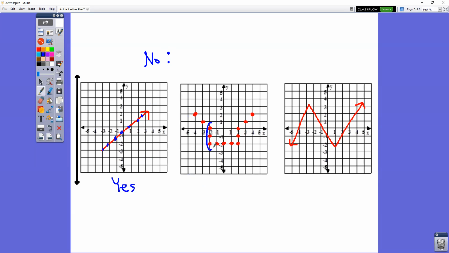In the middle example, you have 3 dots right above each other there. You also have 3 dots right above each other here. Each one of those makes it a no. In the third one, you have dots all along this zigzag. But are there any dots that are right directly above each other? No, there's not. So it is a yes. So anytime that there are dots right directly above each other, that's when it is a no.